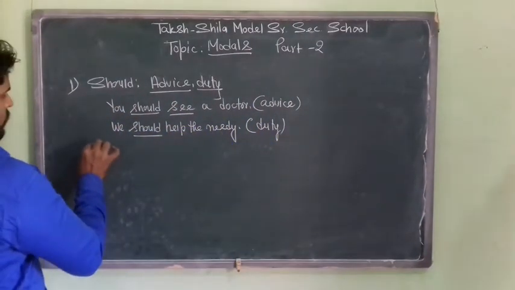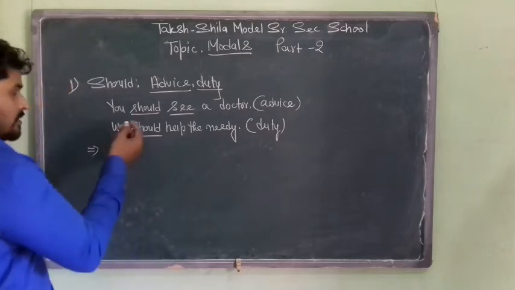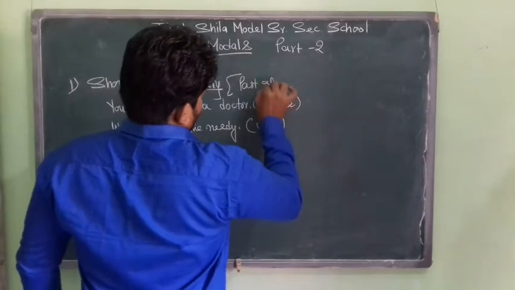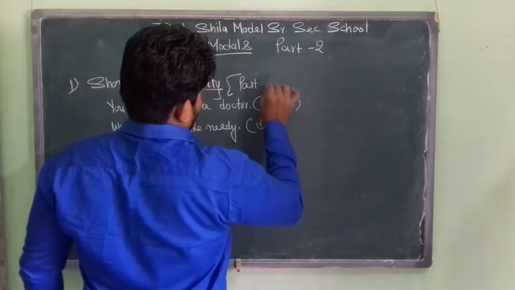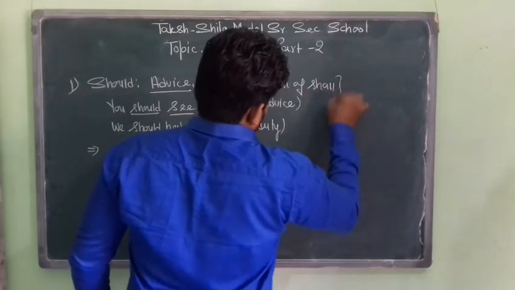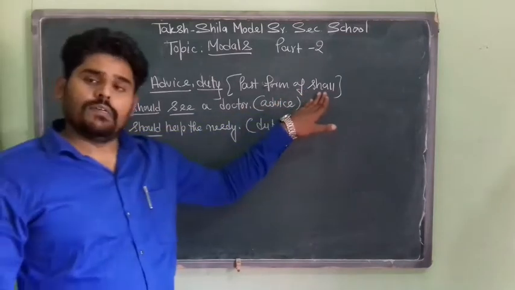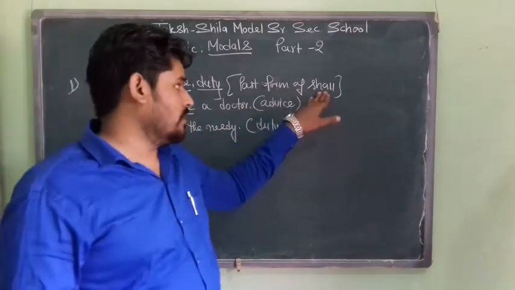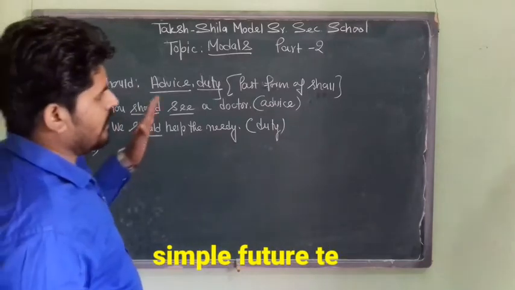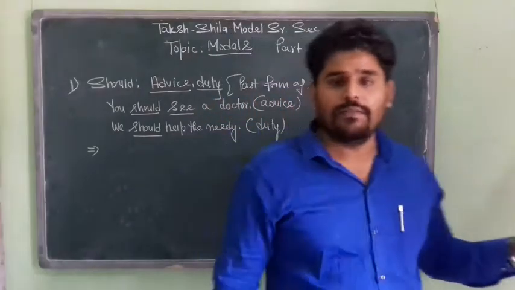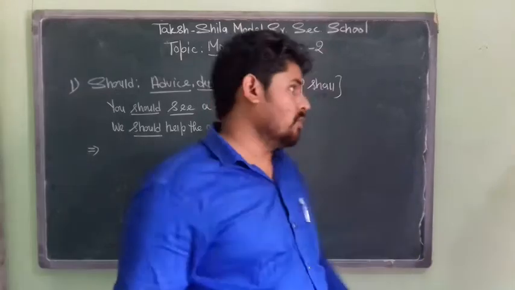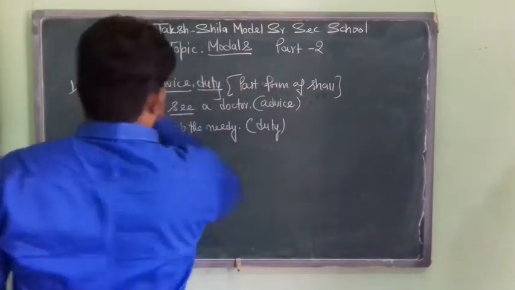The second use of should is that, since we know that should is the past form of shall, and we read in the last lecture that shall is also used to express simple future tense. So whenever an incident, especially in the past tense, is used to express future time, we use should in place of shall.